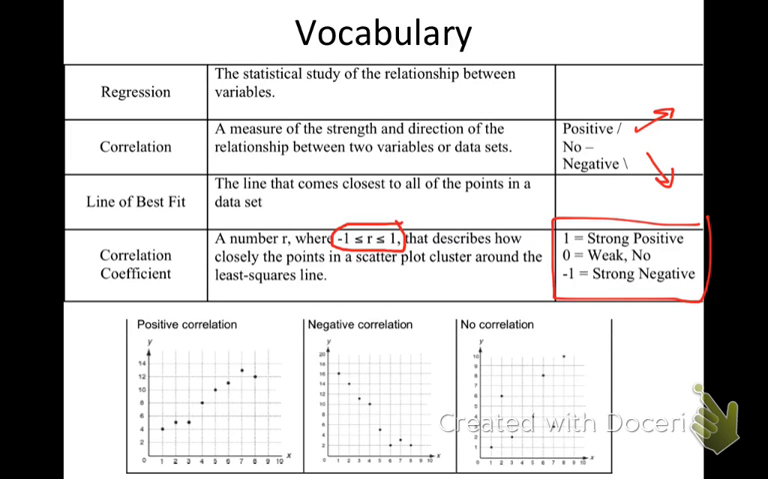A positive correlation, okay, I'm going to go up. So positive correlation, I'm going up. It shows a positive slope. That makes sense, right? Positive slope, positive correlation. Negative correlation, I'm going to go down. And no correlation, it's kind of all over the place. Okay, so you look there, it's kind of all over. So that's the no correlation.